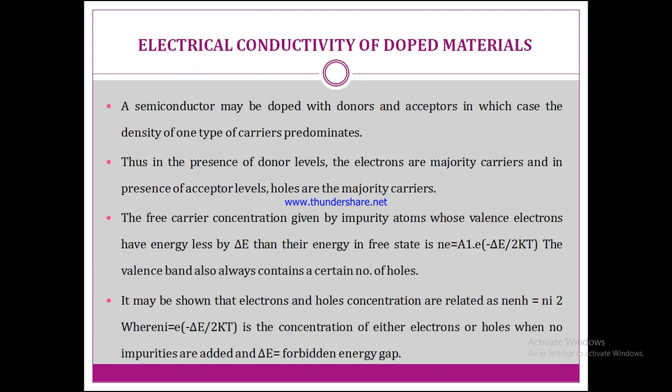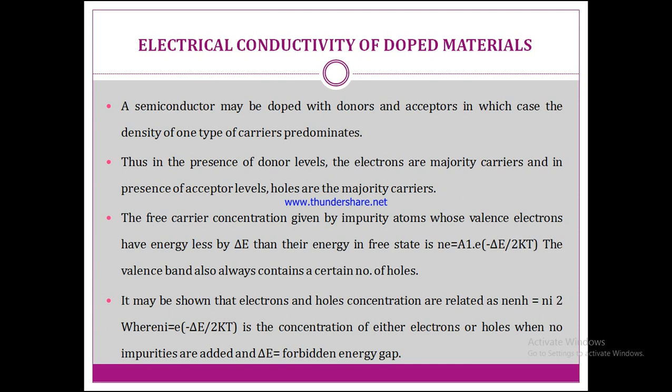Now the next point is the electrical conductivity of doped material. As we already discussed in a previous session, a semiconductor may be doped with donors and acceptors, in which case the density of one type of carrier predominates. Thus, in the presence of donor levels, the electrons are the majority carriers, and in the presence of acceptor levels, holes are the majority carriers.